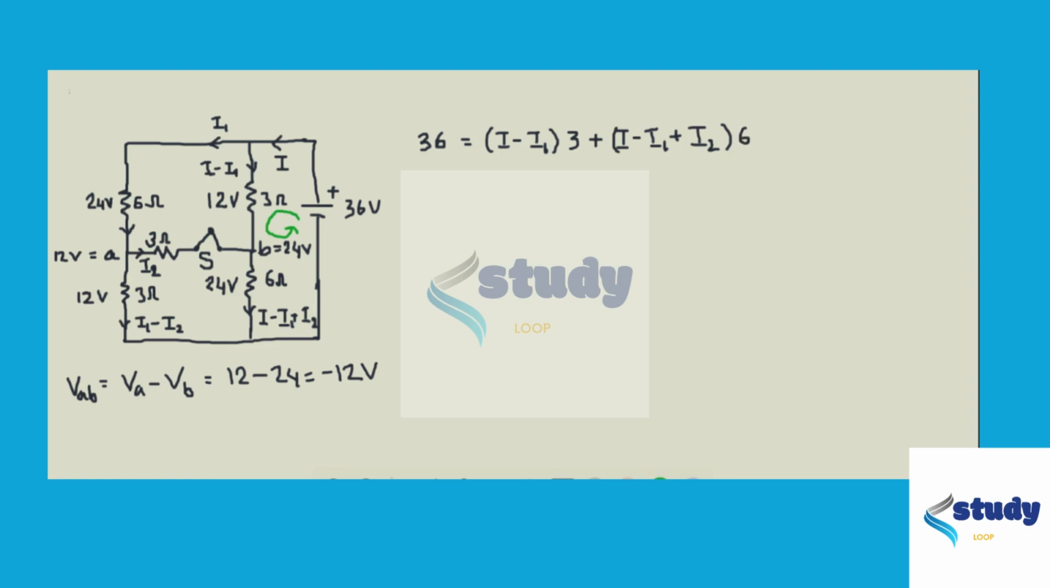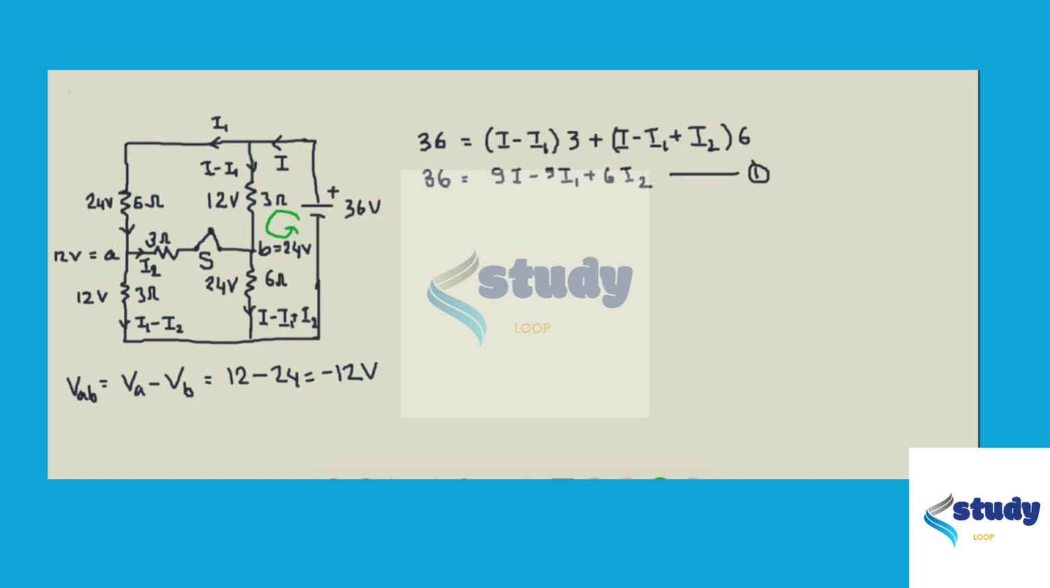right? Now this is equation first. We can further simplify this and write equation 1. So 36 equals 9I minus 9I1 plus 6I2. Let us consider this to be equation 1.